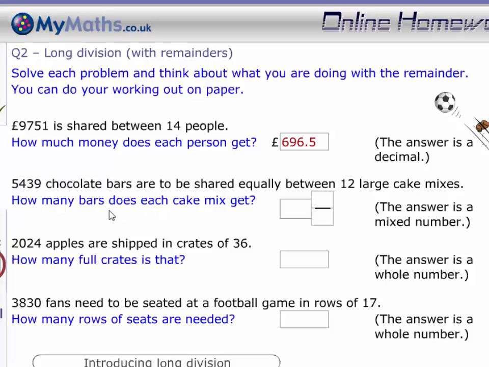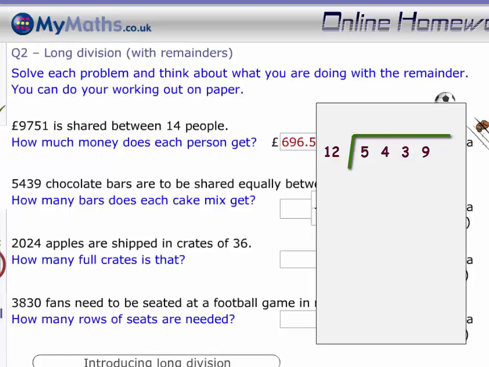Right, for the second part of question 2, we've got 5,439 chocolate bars to be shared equally between 12 large cake mixes. Okay, so basically 12 into 5,439. So let's have a look at that. 12 won't go into 5, so we'll take the next digit, 4. 12 into 54. This is where our 12 times table is very useful. 12 threes are 36, 12 fours are 48, 12 fives are 60. 60 is too big for 54, so we'll use 4. So 4 times 12, we'll put the 4 at the top. 4 times 12 is 48. 48 from 54 gives us 6 remainder.